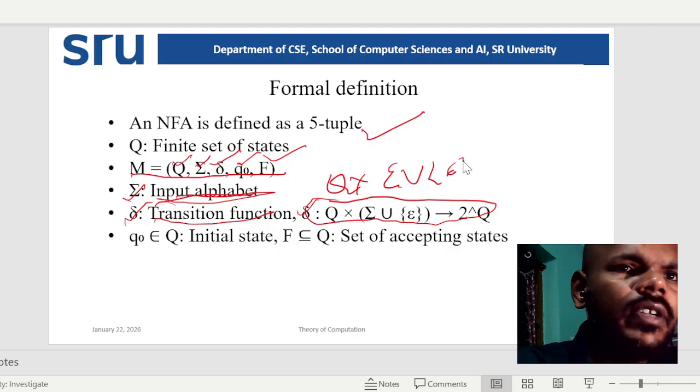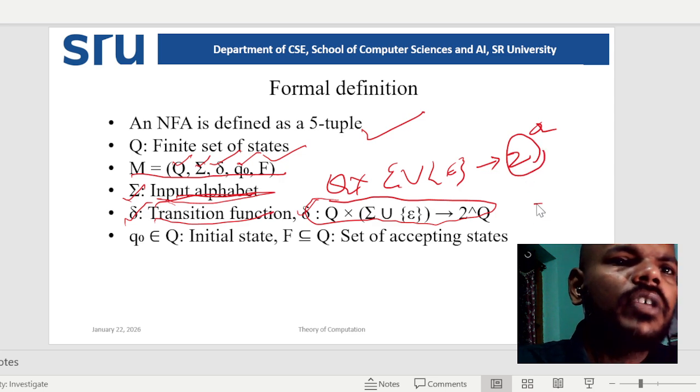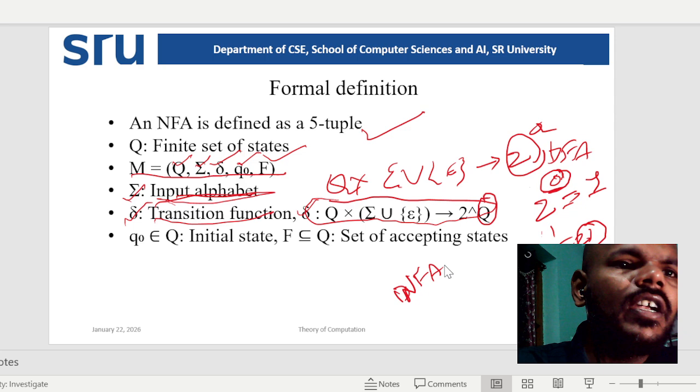Including epsilon, right? The transition goes to 2 power Q, that means the set of states it will reach. If you substitute 2 power 0, it is 1 state. If you substitute 2 power 1, it is 2 states. So if it is a single state, it becomes a DFA, deterministic finite automata. If it is 2 or more than 2, it becomes an NFA, non-deterministic finite automata, right?